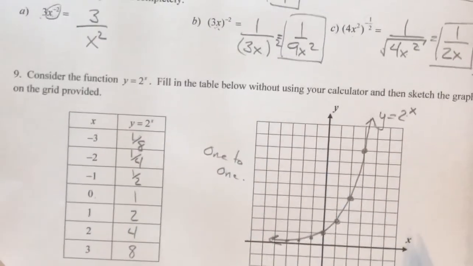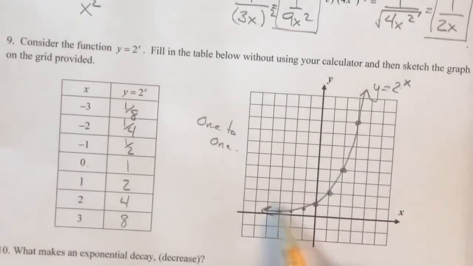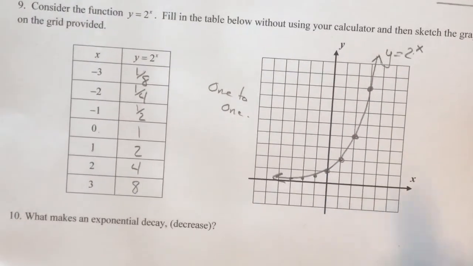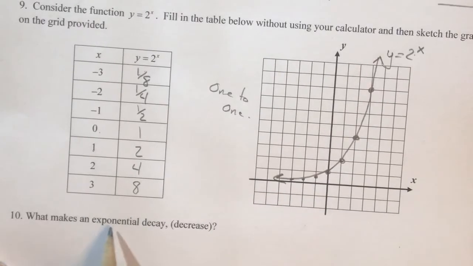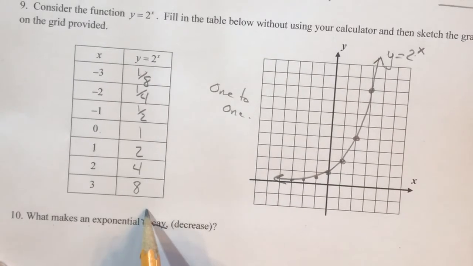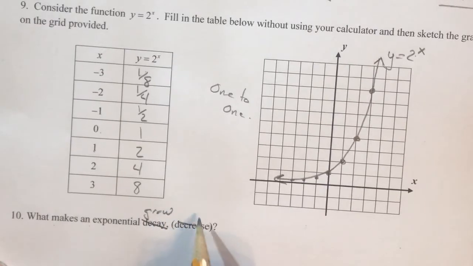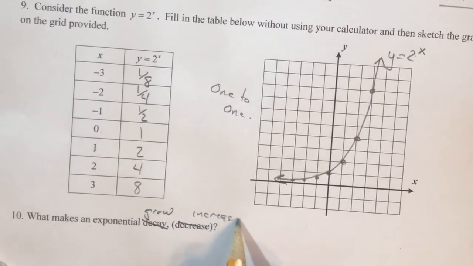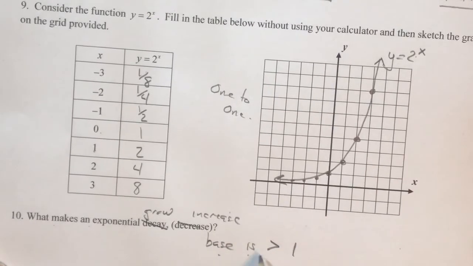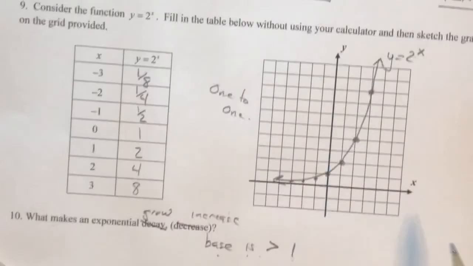which is going to lead into our next big topic eventually. Because it's 1-to-1, it's going to have an inverse. That thing's called the log function, the logarithmic function. What makes this function decay? Oh, I'm sorry. That's a mistake. What makes this function grow? What makes this function grow or increase? The base is greater than 1. Base is greater than 1.